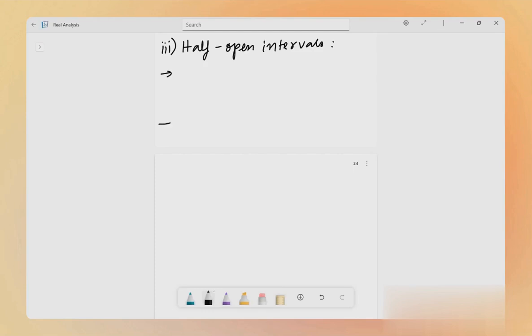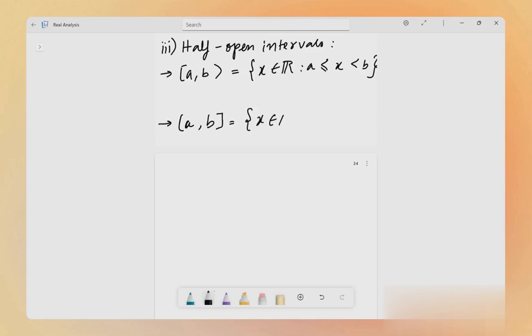This means it has two types actually. First is closed at A and open at B, and open at A and closed at B. How do we write it? The first one we write as X belongs to R where A is less than or equal to X, X is less than B. And the second we write as X belongs to R where A is less than X and X is less than or equal to B. So we completed our interval topic.